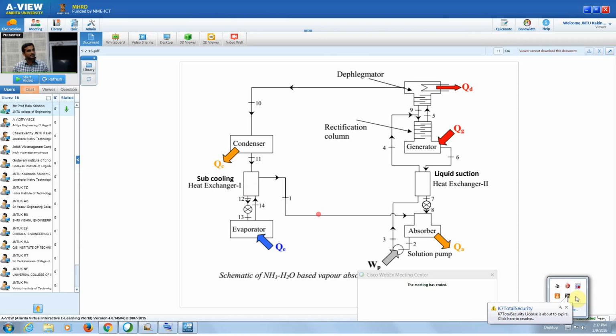And the second heat exchanger is installed between the absorber and the generator, and it is called a liquid suction heat exchanger, where it exchanges heat. I will explain this clearly in the next slide.